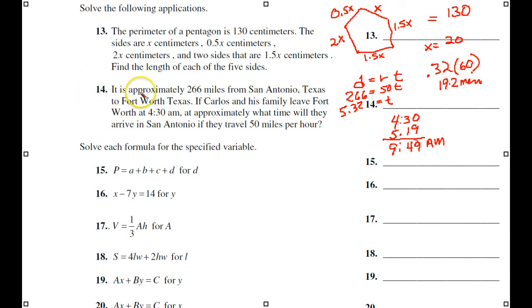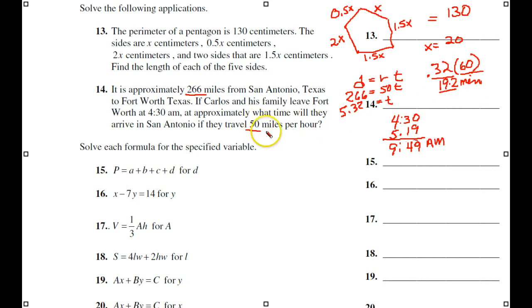Now, 14 is a two-parter also. You're this many miles. We're going to use the distance formula. We're going to travel 50 miles an hour. So we have to find the time. So we divide both sides by 50. We get t equals 5.32 hours. But what is 0.32 in terms of minutes? Well, we multiply 0.32, which is hours, times 60, and we get 19.2 minutes.